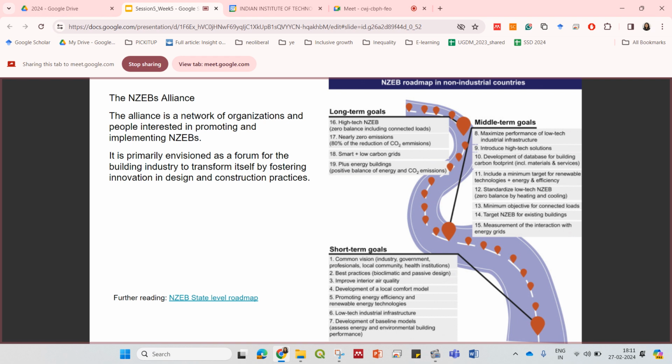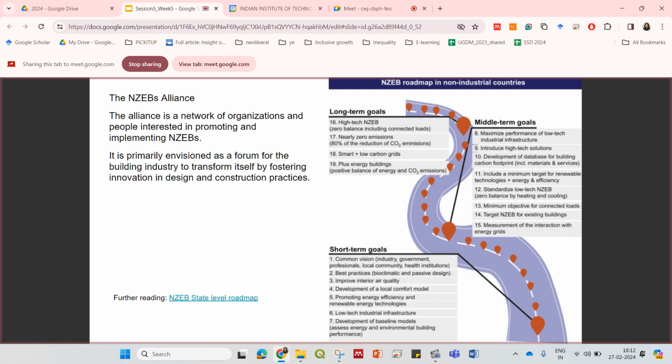Does not mean that model has to be applied to each and every building, but even having an idea of what kind of building practices or innovation techniques are suitable for a local area. Development of that also is a part of short-term goals. Then things like promoting energy efficiency and renewable technologies in the particular area. So this can include several things.